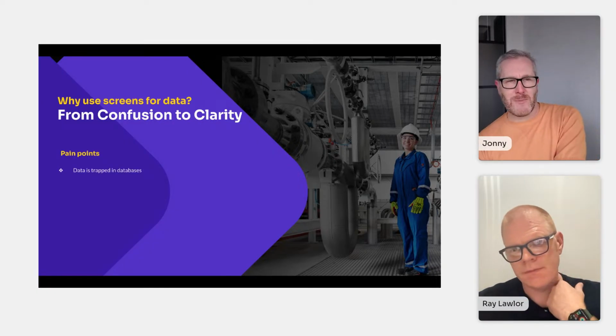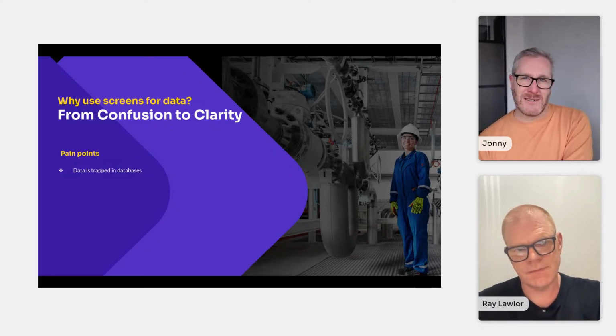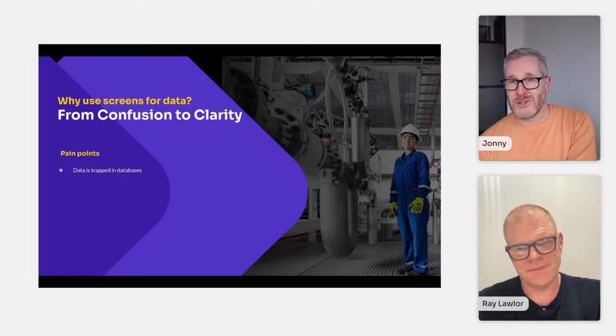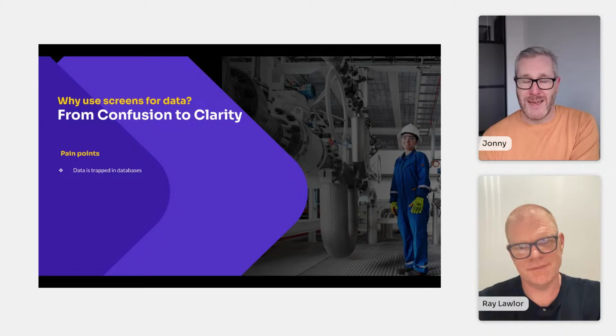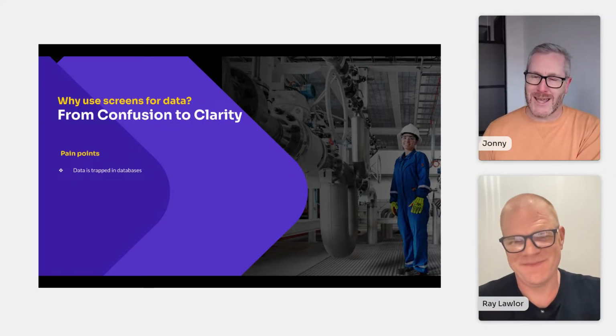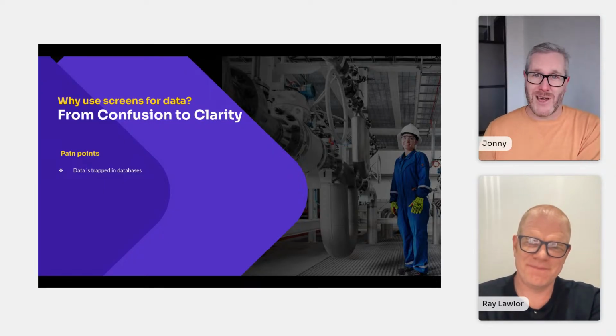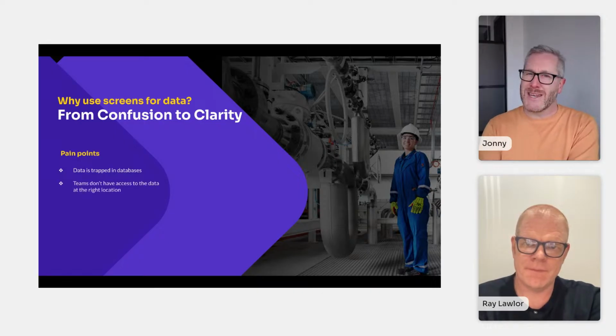So here's a few pain points. I love this phrase. Data is trapped in databases. I'm not someone who understands databases in any depth. I think I do, and then I talk to some of our engineers and I get lost quite quickly. But I don't want to understand databases, and you know what? Most frontline workers don't want to understand databases. They want to be doing what they're doing, and they want to make progress and deliver on their responsibilities. So we need to get the data to them, not the database.